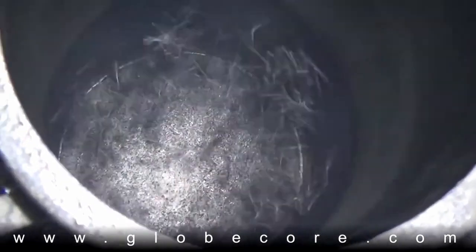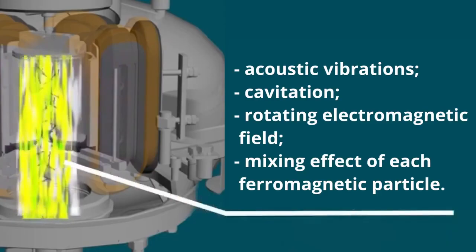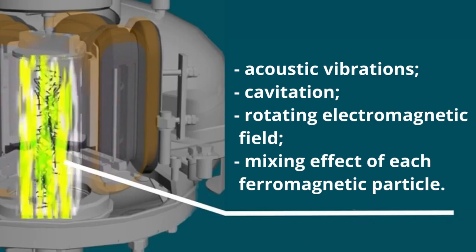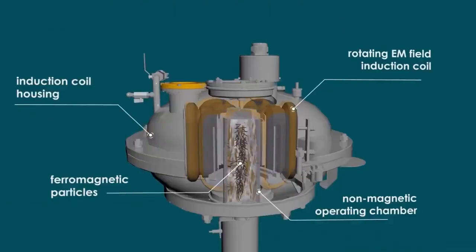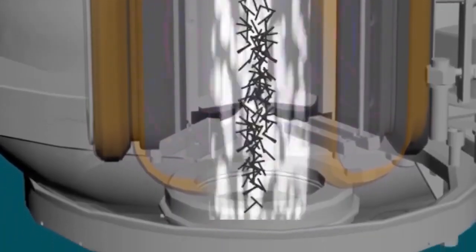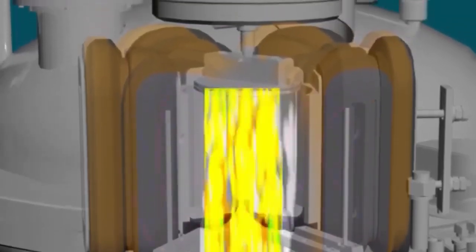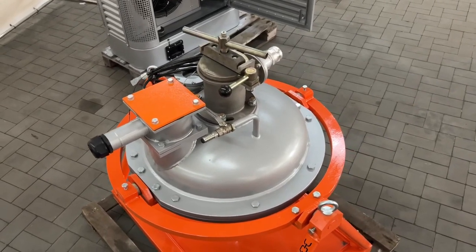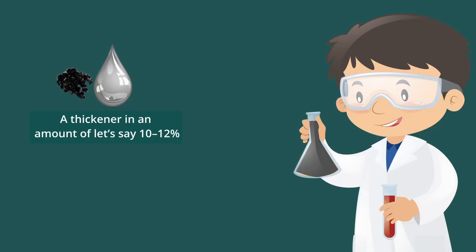In this case, various phenomena simultaneously arise in the operating chamber and contribute to efficient processing of graphene lubricant in a matter of seconds: acoustic vibrations, cavitation, the rotating electromagnetic field, and the mixing effect of each ferromagnetic particle. These factors ensure efficient mixing of constituents and their uniform distribution throughout the lubricant volume. This is very important when graphene is used as an additive in an amount of, let's say, 0.1%. In this regard, AVS is a unique equipment, because it uniformly distributes even such a small amount of substance throughout the lubricant volume.